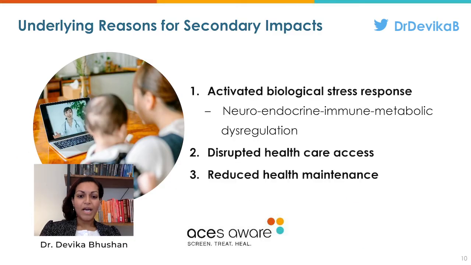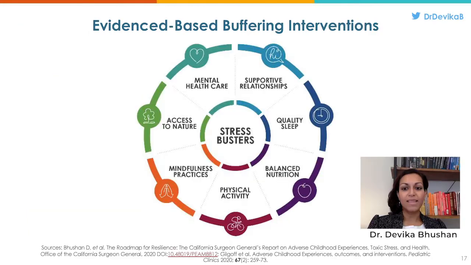here. Because we know what a large role the stress response itself plays in causing these disease flares, regulating that stress response is a very important part of the treatment strategy for secondary health impacts from COVID. And this is what we're championing here at the ACEs Aware Initiative. These evidence-based strategies are sure to be super familiar to the viewers here, and they are enhancing supportive relationships, high-quality sleep, balanced nutrition, physical activity, mindfulness practices, access to nature, and then mental health care as needed.